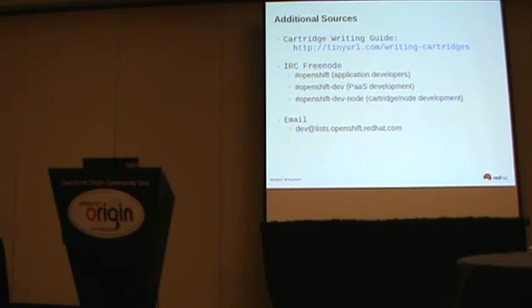OpenShift lists, OpenShift.redhat.com. Why is that so hard?